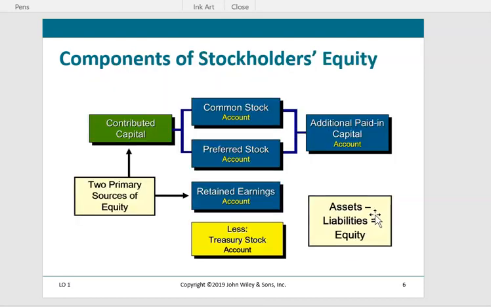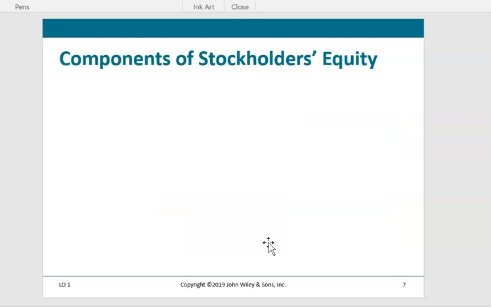And here we see a visual of the stockholders' equity section of the balance sheet. We see the two primary sources of equity, contributed capital and retained earnings, and we see that broken down. We see treasury stock, which we introduced very briefly in Intermediate 1. Since there's a lot of information here, let's work through this step by step.